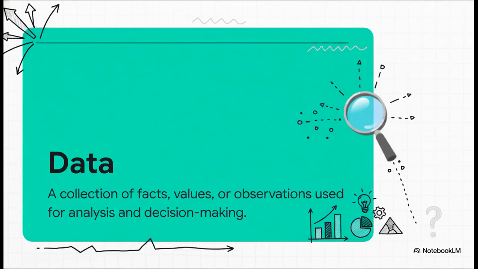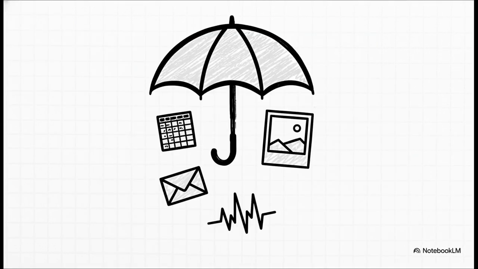Okay, so let's start with the basics, the dictionary definition. Data is a collection of facts, values, or observations that we use to figure things out and make decisions. This is our starting point. It's clean, simple, but trust me, it is not where this story ends. And we see this stuff all over the place. The numbers you see in a spreadsheet, the text in an email, the photos you scroll past, even the signals coming from your smartwatch. It all gets lumped together under this one giant umbrella, data.